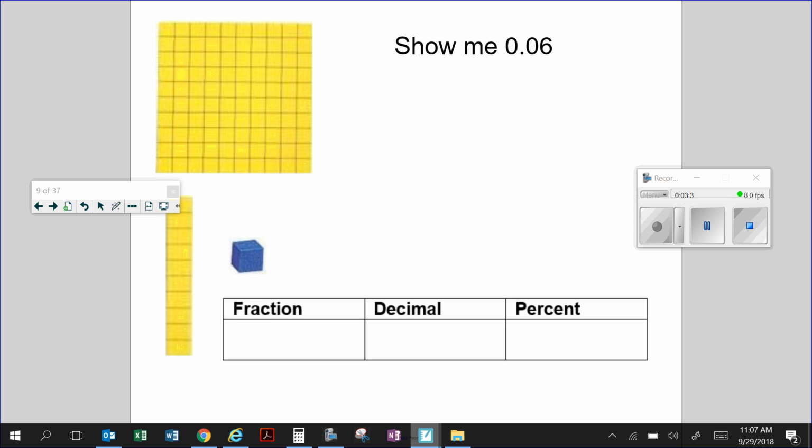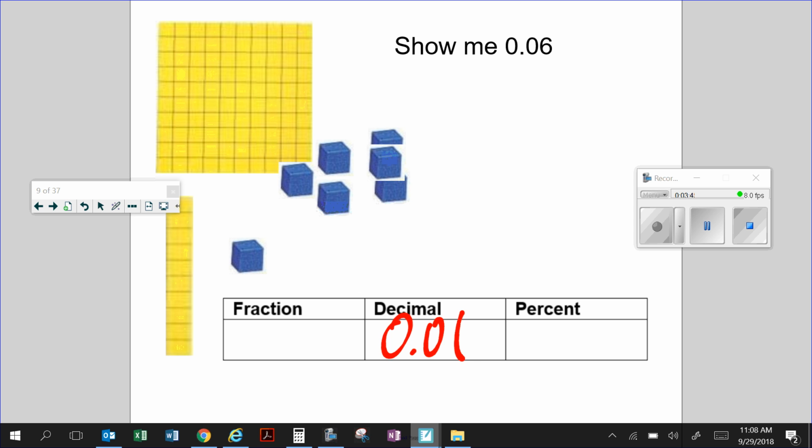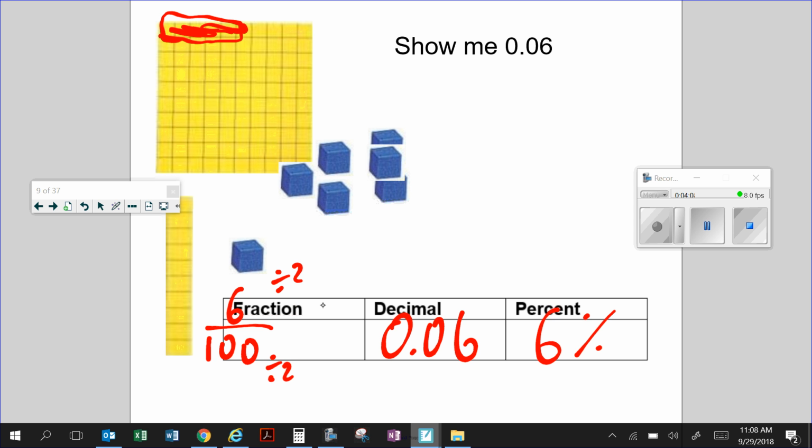Next one, show me 6 hundredths. So 1, 2, 3, 4, 5, 6 hundredths. That's our decimal. If 6/100 is right here, what percent is shaded out of 100? 6%. And how would you write 6 hundredths as a fraction? 6 per 100. So all of this is equivalent: 6/100, 0.06, 6%. I could simplify this by dividing by 2 and getting 3/50.